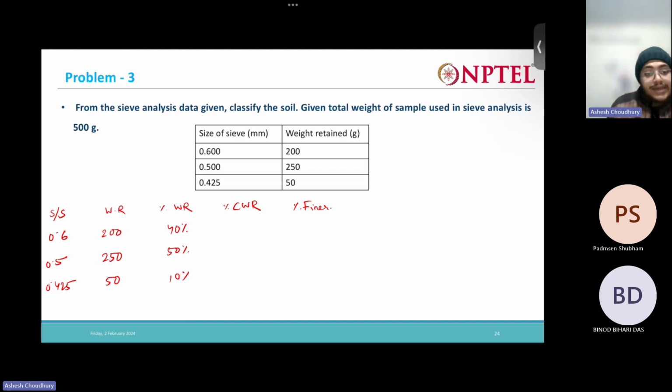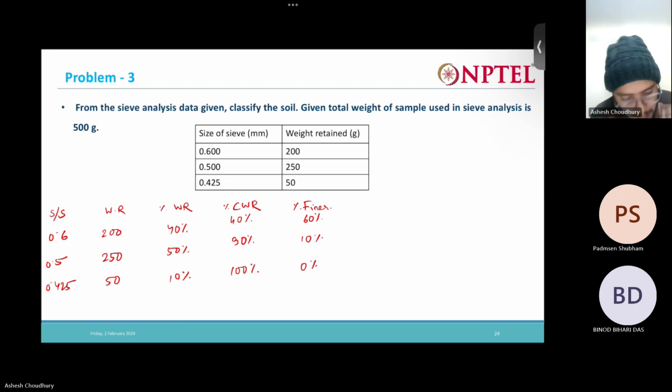Now let us calculate the cumulative weight retained. Cumulative weight retained means we have first 40%, then 40 plus 50, 90%, then we have 100%. Now percentage finer: if you deduct the cumulative weight retained from 100, we will get the percentage finer, right? So 100 minus 40, 60%, 10%, 0%.